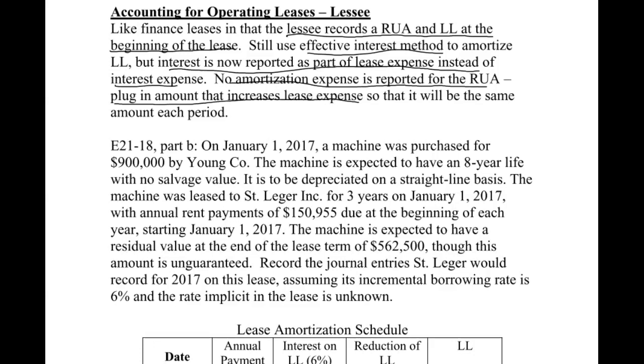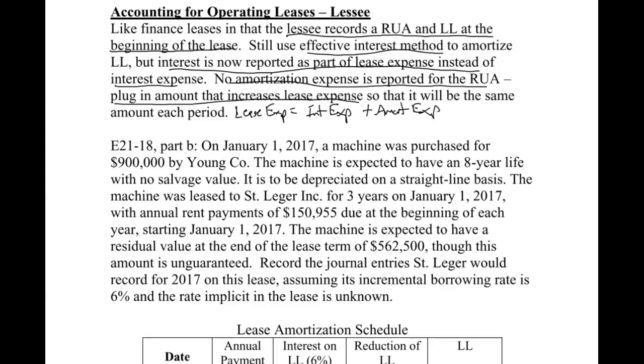So that sounds like a lot. We're still essentially going to have amortization expense and interest expense. We're just going to call them lease expense. So basically, if you think about it this way, lease expense equals interest expense plus amortization expense. So we're just going to call everything lease expense.